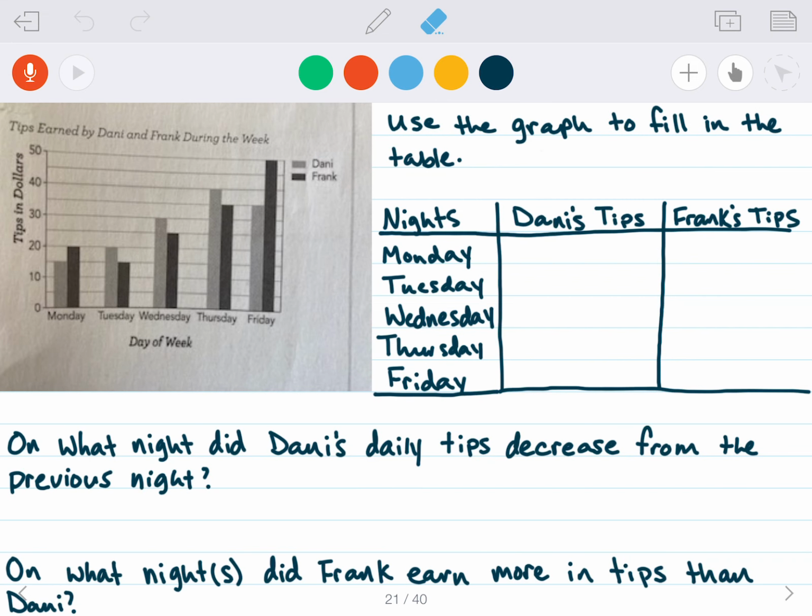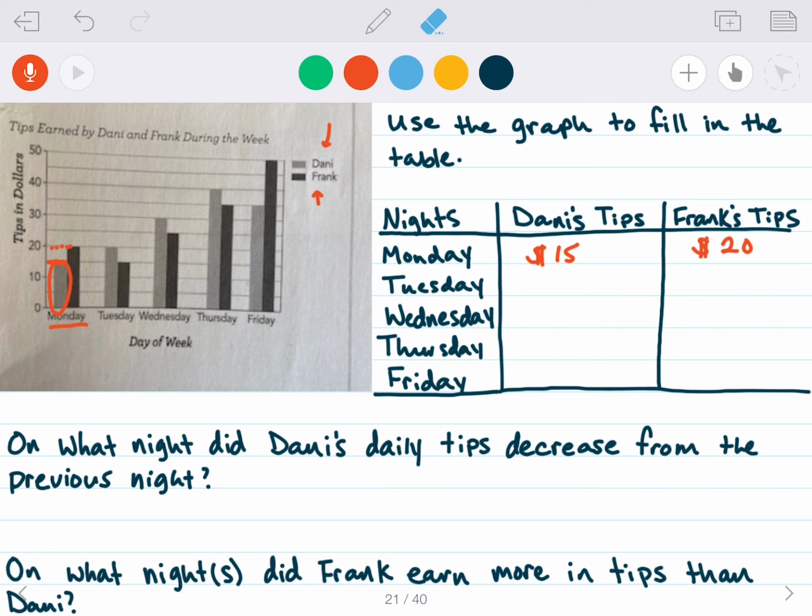Okay, so use the bar graph to fill in the table. So here we have our darker shade is Frank's tips, and our lighter shade is Danny's tips. And the different bars are telling you how much each of these people earned on each day of the week in tips. So on Monday, Danny's tips are in the lighter shade, and it looks like these go up by 5, right? 10, 15, 20. So Danny's going to earn $15 on Monday. While Frank, if we look where Frank's bar intersects the y-axis, Frank's going to earn $20.